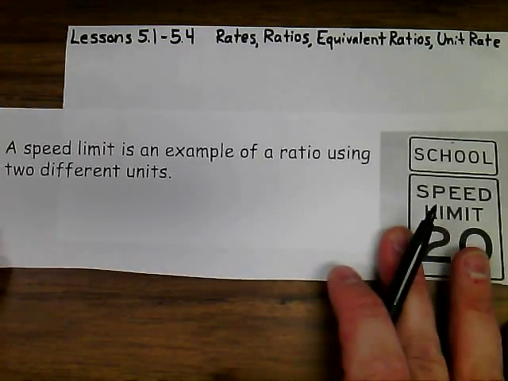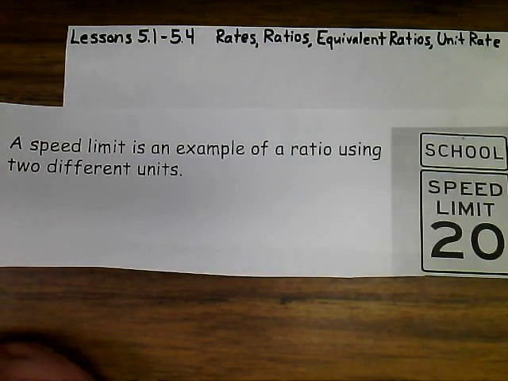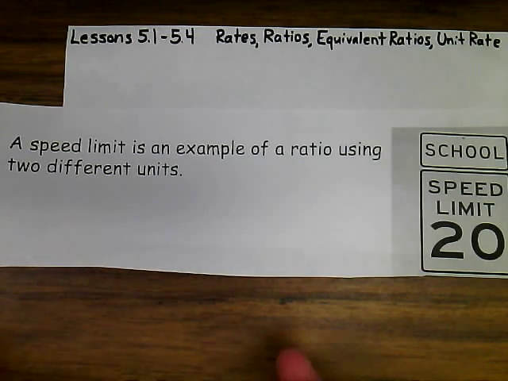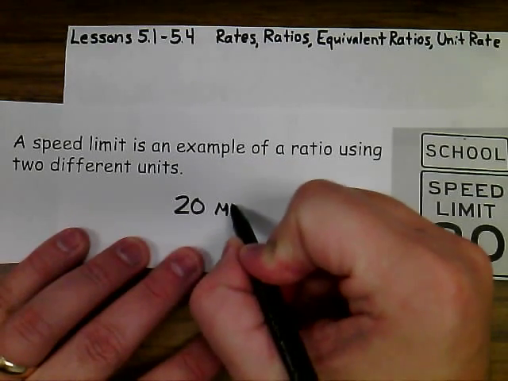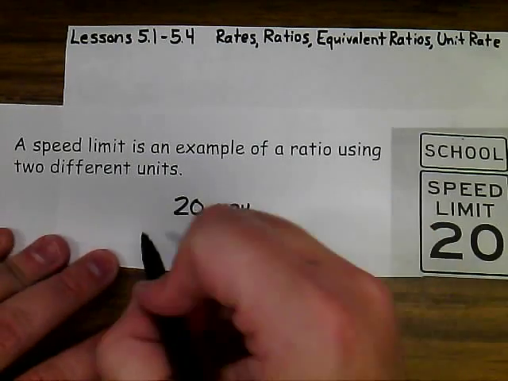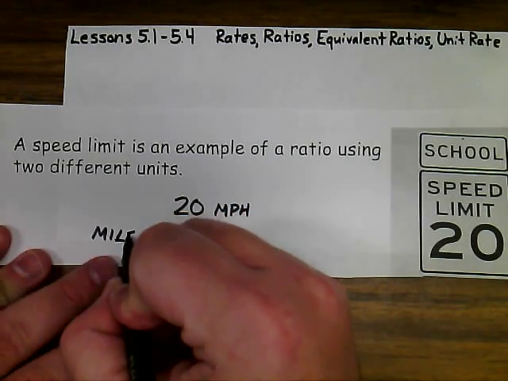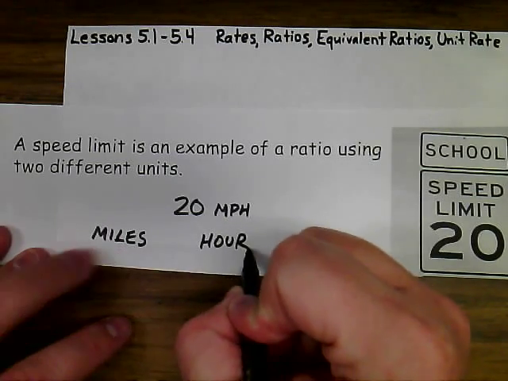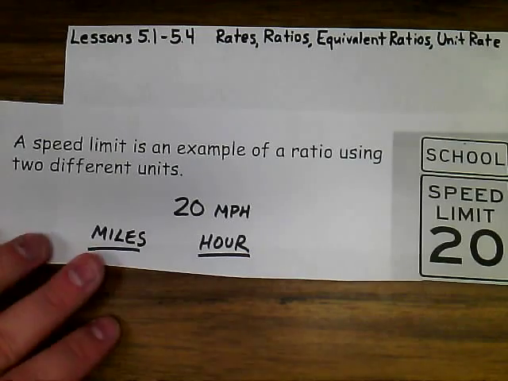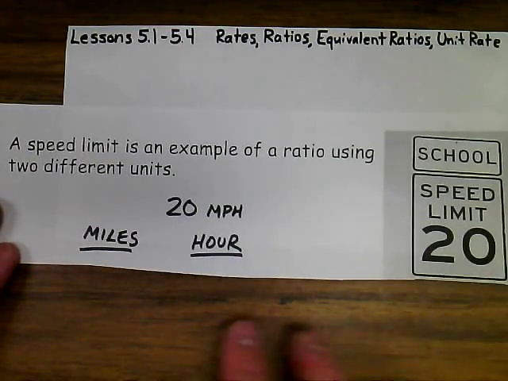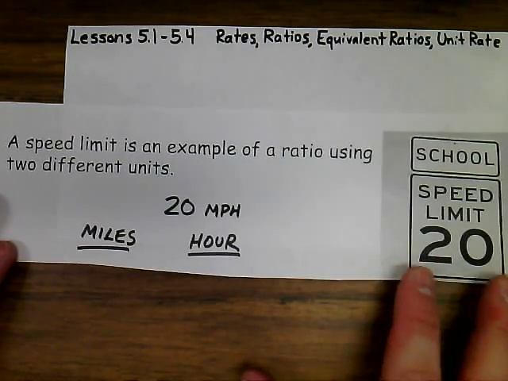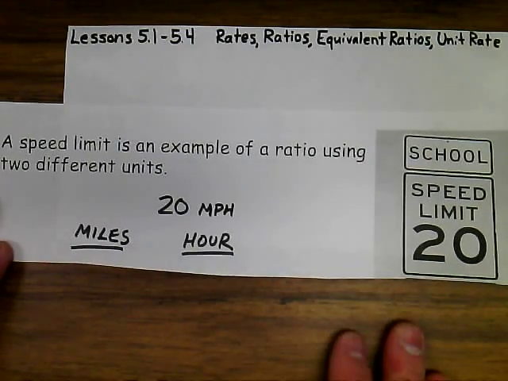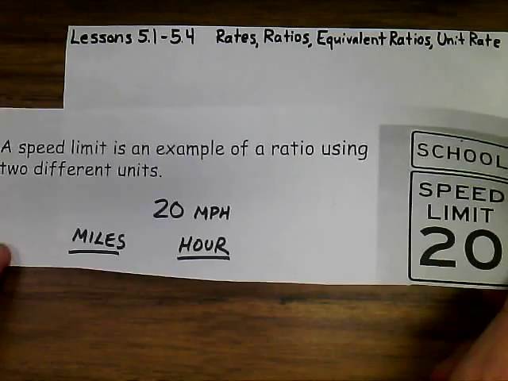Now, a speed limit is an example of a ratio that uses two different units. So rather than comparing cars to trucks or boys to girls, you're comparing specifically this speed limit is 20 mph, which stands for miles per hour, and your two units are miles and hour. And so you're comparing a distance and time. And so that's what makes this a ratio. Now, 20 miles per hour is actually a unit rate because this particular rate shows that in 1 hour you can go 20 miles. So a unit rate shows two different terms where one is one of your terms.